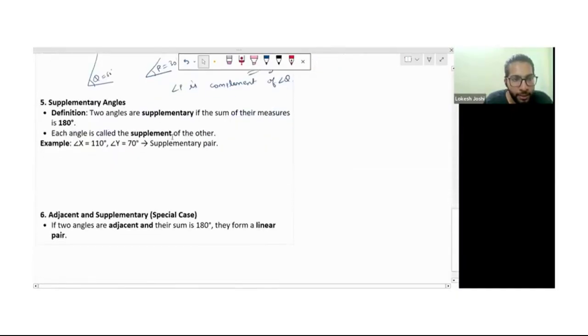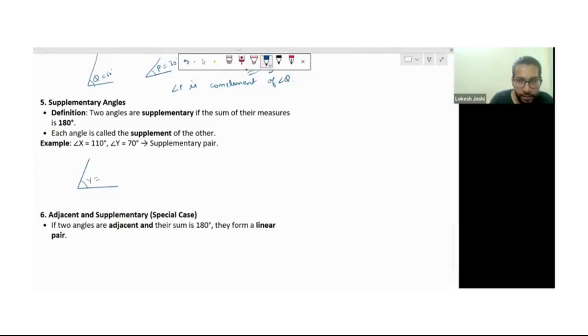Now for supplementary angles, the fifth one. It's similar to complementary angles, but the difference is that their sum is 180 degrees. Two angles are supplementary angles if their measures add up to 180 degrees. Suppose this angle is y and it is equal to 70 degrees, and this one is 110 degrees. We say they are a supplementary pair because 70 plus 110, we know, is 180. So now we can say they are a pair of supplementary angles.